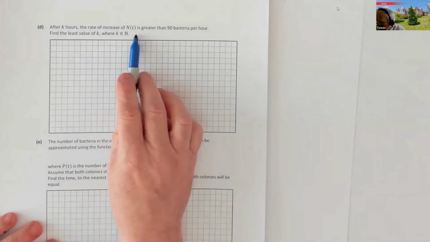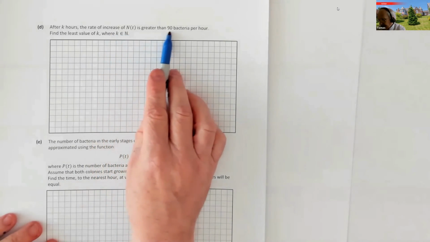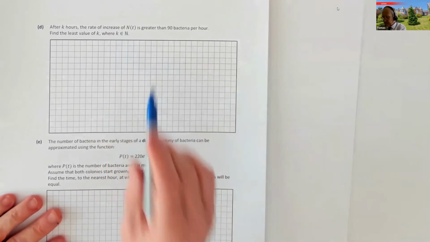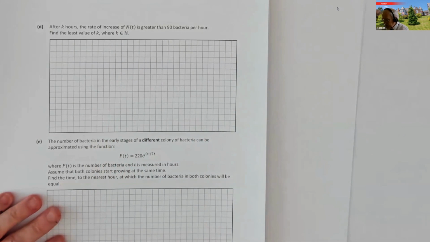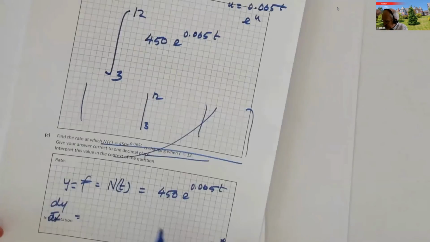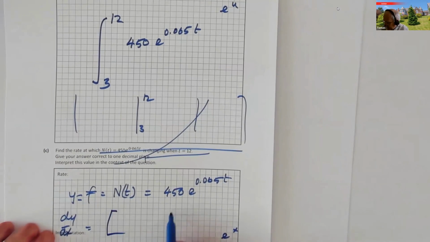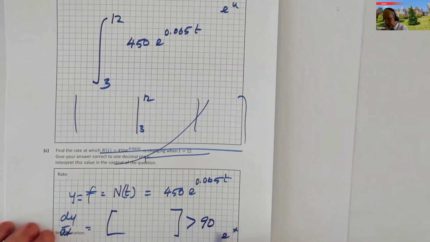After k hours, the rate of increase is greater than 90. When is it greater than 90? So you'll have found an equation for n of t, and you'll say, whatever it is, that's the general equation. And you'll say, when is that greater than 90? And then you solve.